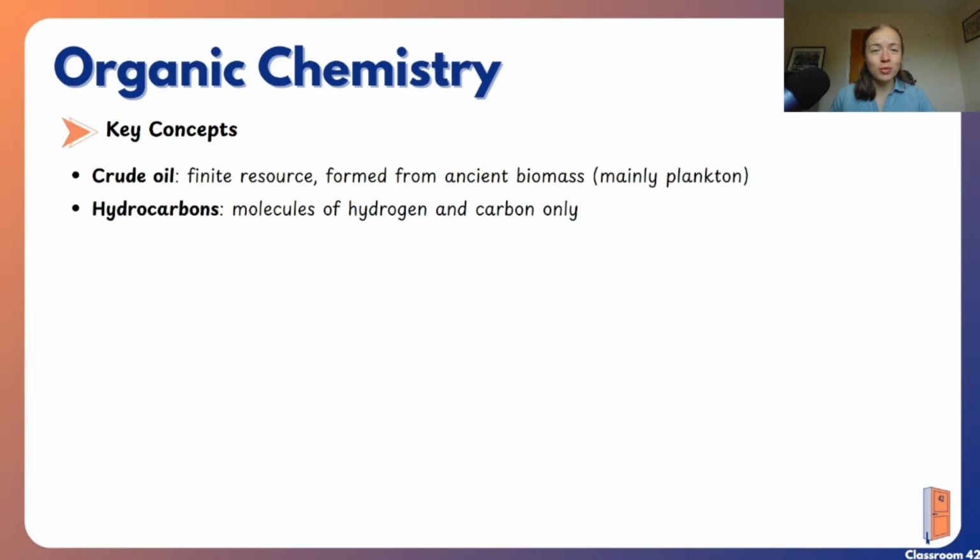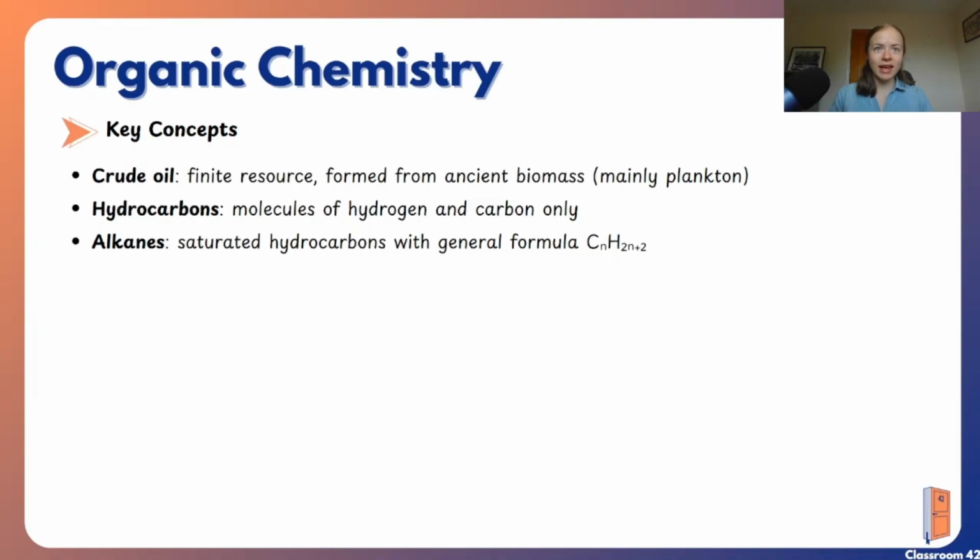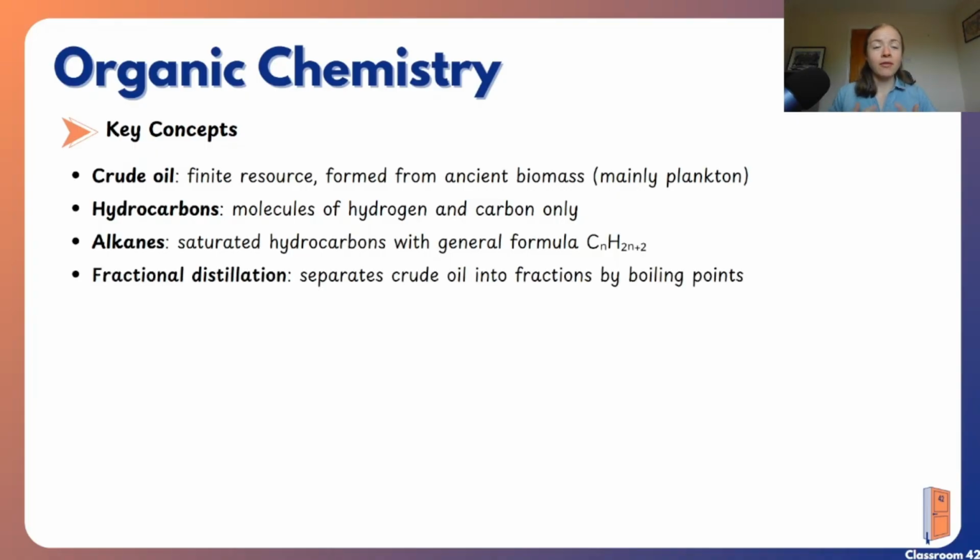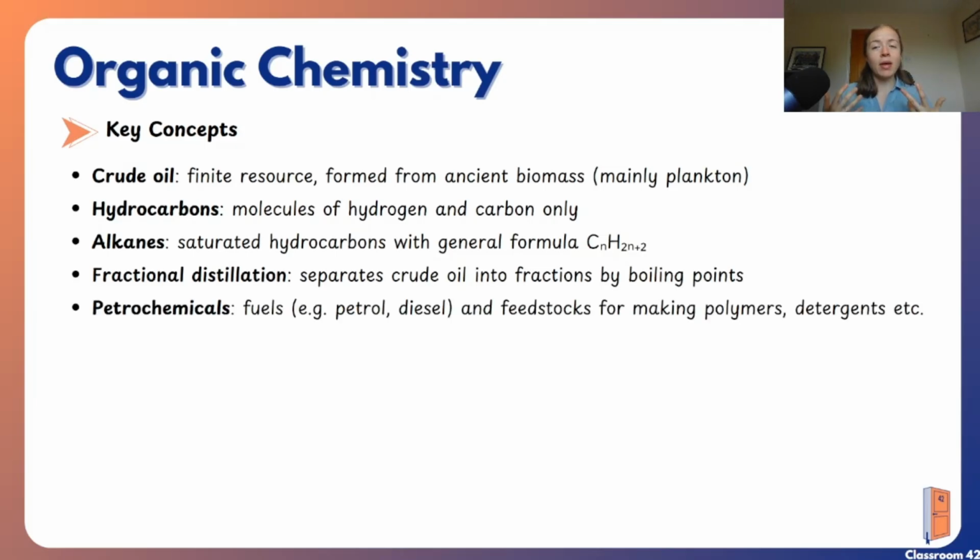Hydrocarbons: the idea that they are made up of molecules of hydrogen and carbon only, and that alkanes are saturated hydrocarbons with a general formula of CnH2n+2. Fractional distillation separates crude oil into fractions by boiling points, and petrochemicals, which are fuels such as petrol and diesel, and feedstock for making polymers, detergents, etc., are all things which can be made from fractional distillation. So these are our key concepts for organic chemistry.